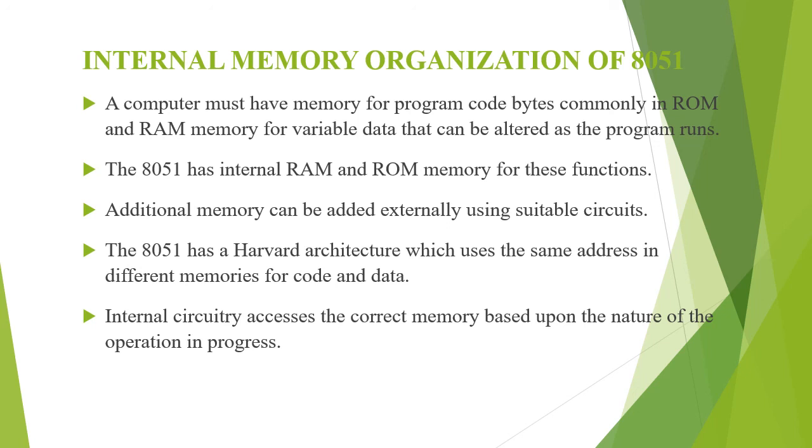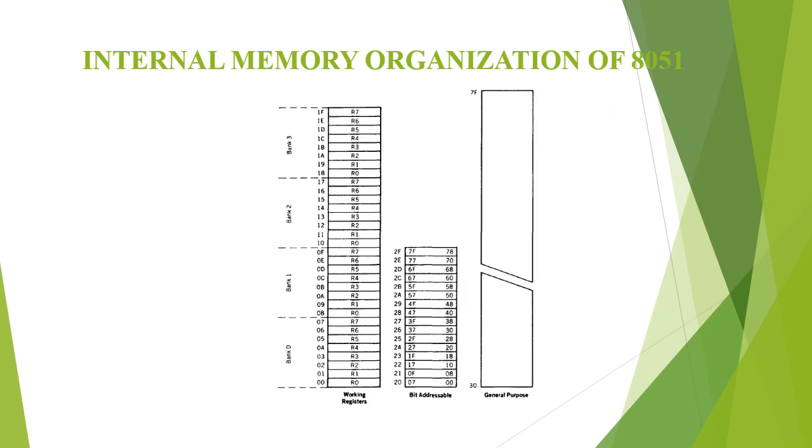The 8051 has Harvard architecture, which uses the same address in different memories for program code and data, unlike other microcontrollers which use von Neumann architecture. Internal circuits access the correct memory based upon the nature of the operation in progress. This shows the internal memory organization of 8051. We have the working registers, that is 4 banks, a total of 8 registers each. So 32 registers, and then we have the bit addressable memory, and then we have the general purpose memory.